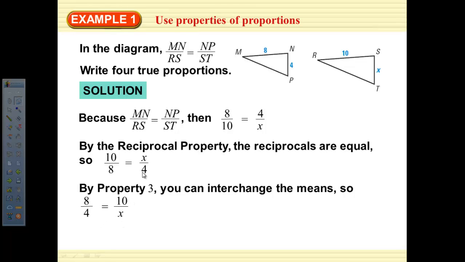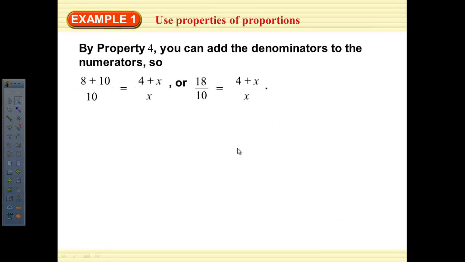The last one we can do is from the last property, property 4 I believe it is, where we take the bottom and we add it to the top and keep the bottom there. So it would be 8 plus 10 over 10. And then we do the same over here. We take the bottom and add it to the top and keep the bottom there. So it would be 4 plus x over x. So again, we would have 8 plus 10 over 10, or 18 over 10, and 4 plus x over x.